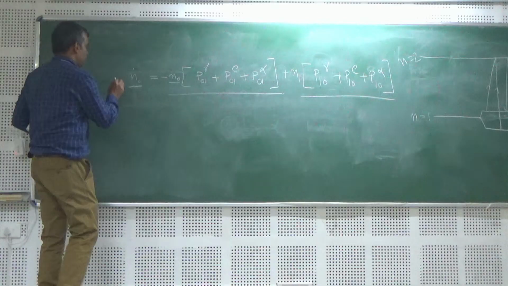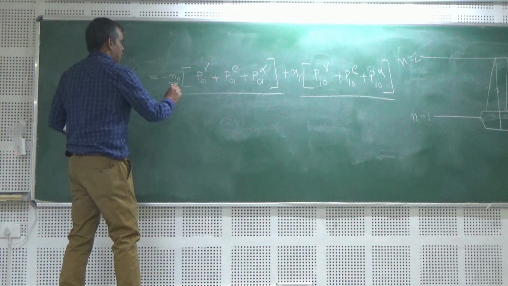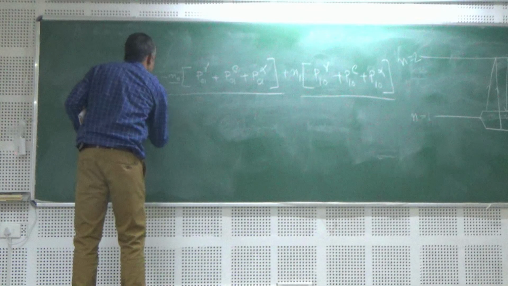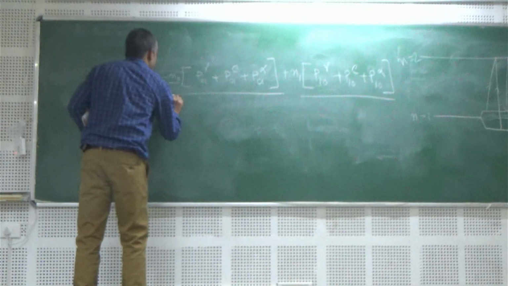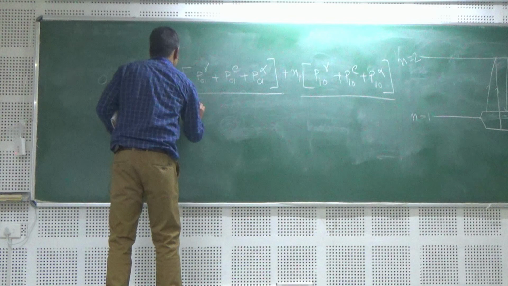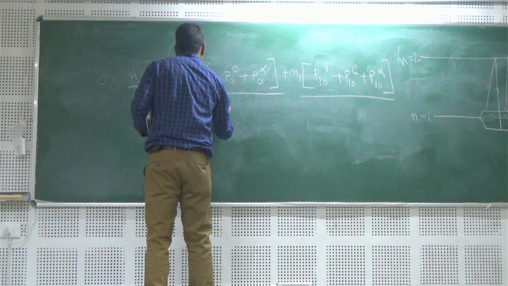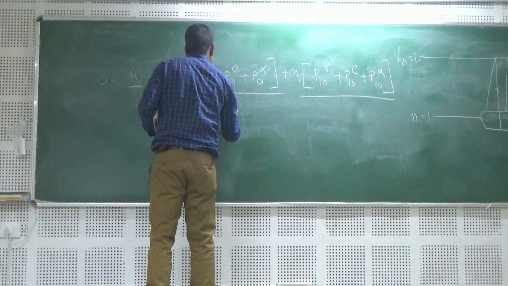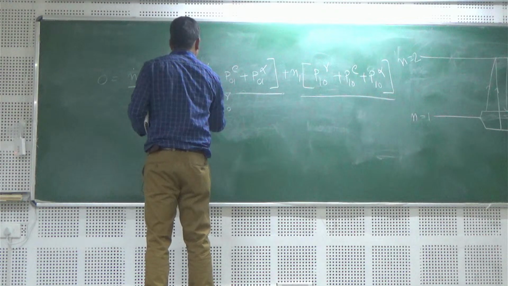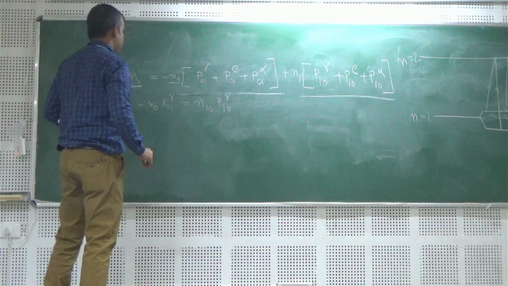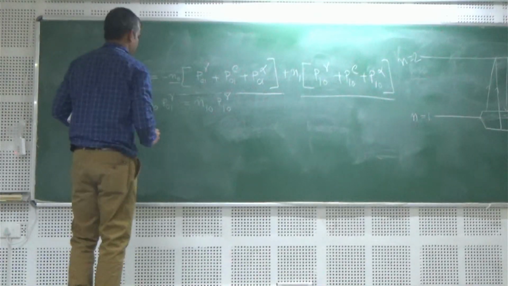So this number will be 0, and not only that, each process balances: n0 P01 gamma is equal to n1 P10 gamma. So they are the same. Similarly for the others. So that is one.